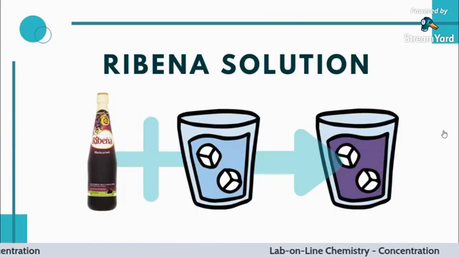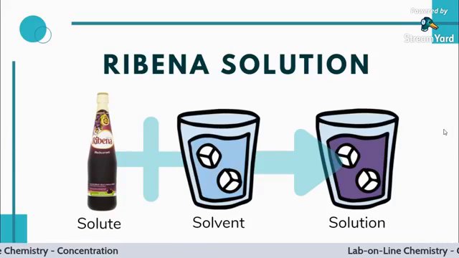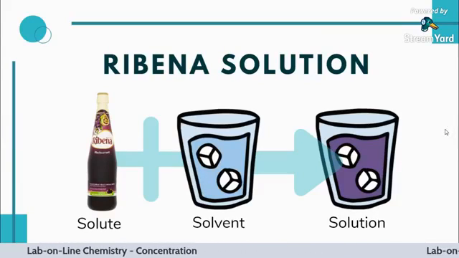3, 2, 1. So have you guessed it? So the solute will be the Ribena concentrate, which is on the left. And the middle one, the cold water, will be the solvent. And once I mix the Ribena concentrate into the cold water, it will become my favorite drink, Ribena solution.